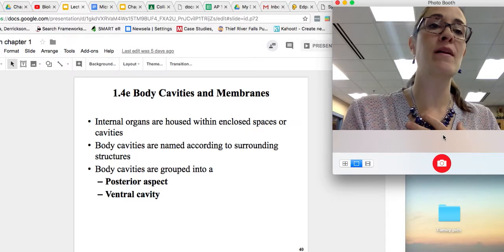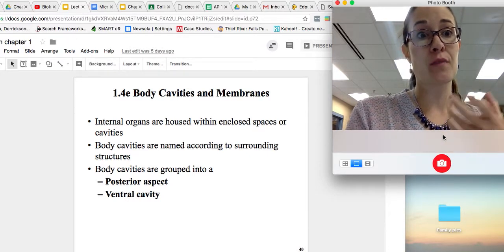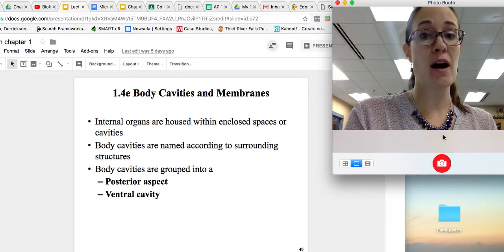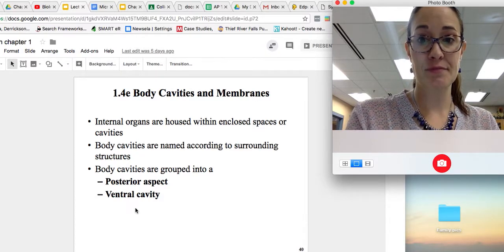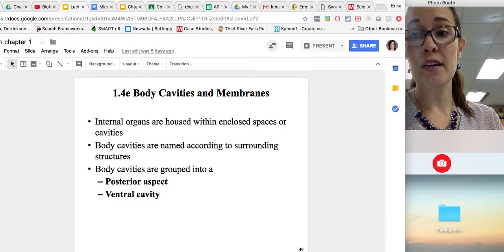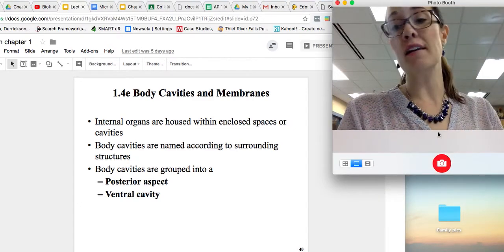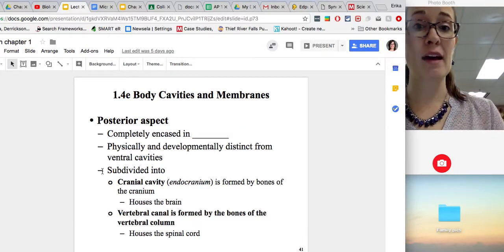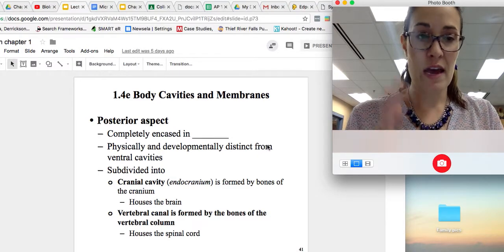Within our body, we have many different cavities or openings in which organs are located, enclosed spaces. And usually they're named according to their surrounding structures. Generally, there's a posterior or a back cavity and a front cavity that's further subdivided. So starting with the posterior cavity, it is completely encased in bone, and that's important to remember.